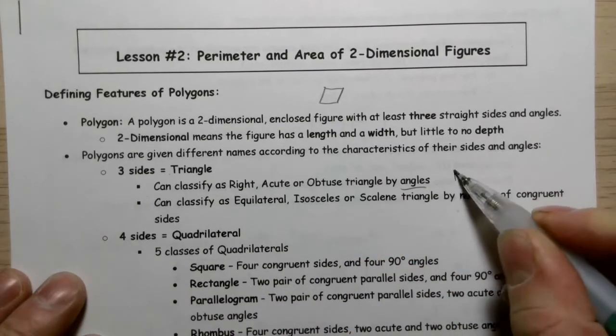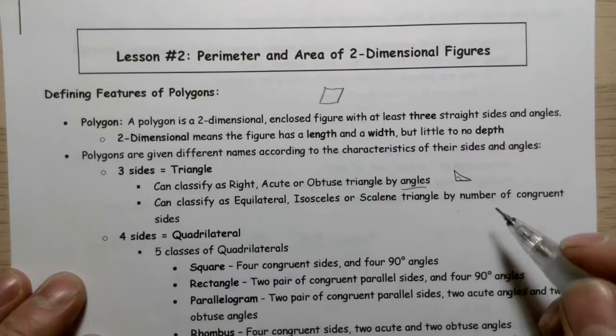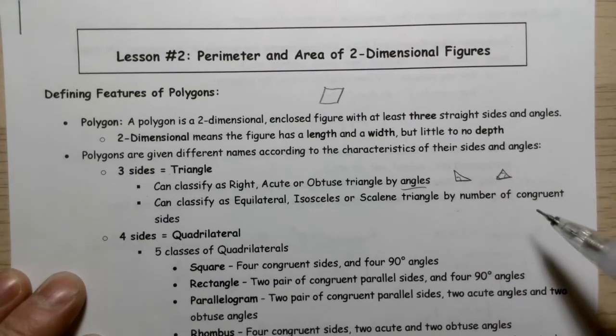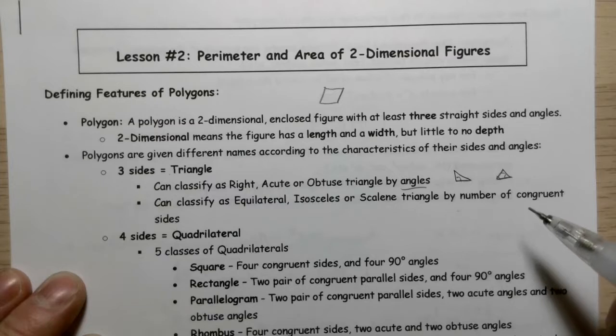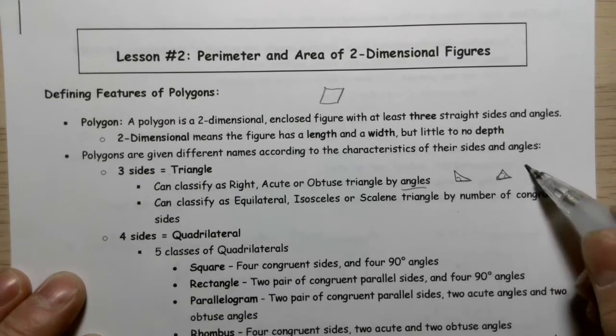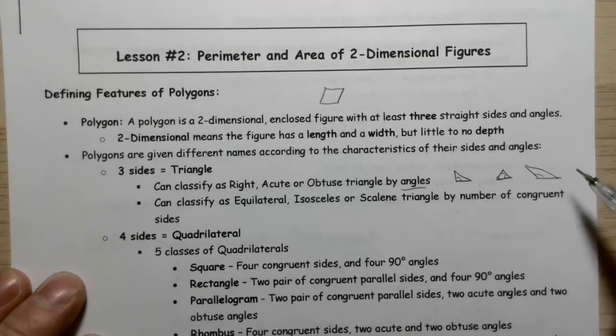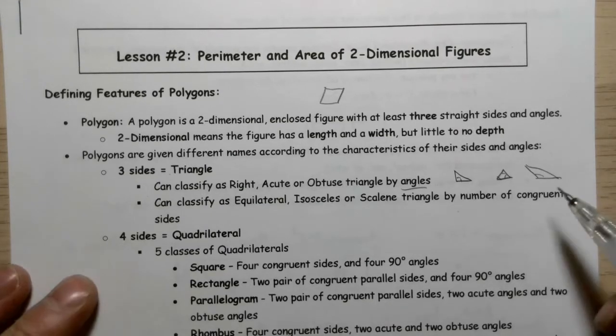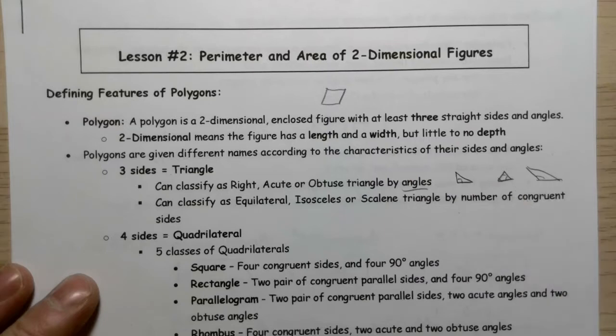A right triangle has a 90-degree angle. If none of the angles are 90 degrees or greater, it's acute. And if one of the angles is greater than 90 degrees, and I can only have one in there that's greater than 90 degrees, then we're going to call that obtuse. So those are your three ways of classifying it by angle.